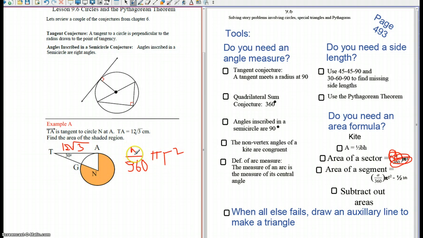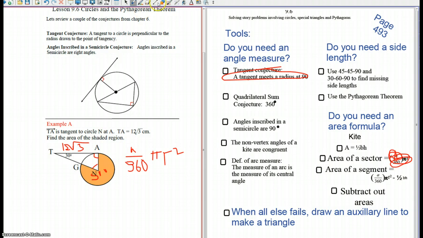I need little a, which is the angle of the sector. And I know we can find this angle because it's part of a triangle. Well, I need at least 2 angles to find the third, so I wish I could find angle A. And I can't, because TA is a tangent, and right here it says that every tangent meets its radius at 90 degrees. So at the point of tangency, that's 90. That means that leaves 60 degrees for this angle. So the shaded region has 300 degrees.